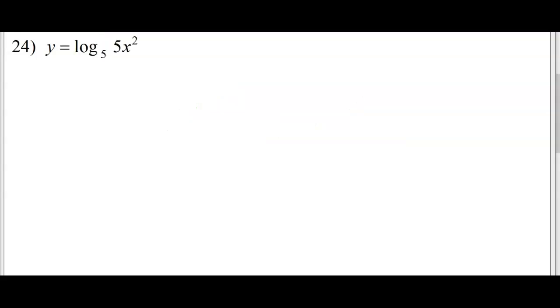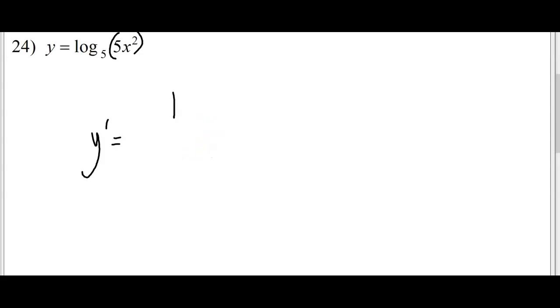This is another log, but this is not an ln. This is a log of a different base. In this case, the base is 5. So when you do these types of derivatives, once again, you have the outside and inside function. The outside function is the log base 5. The inside function is the 5x squared. So when you take these derivatives, the derivative of the outside is going to be 1 over the inside.